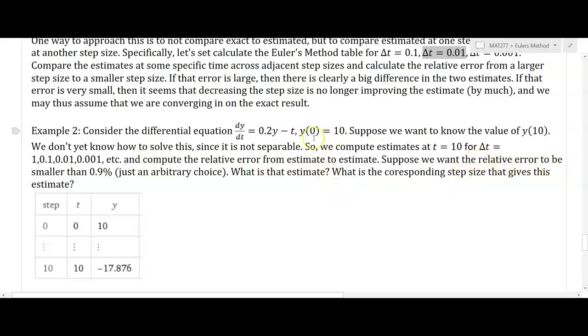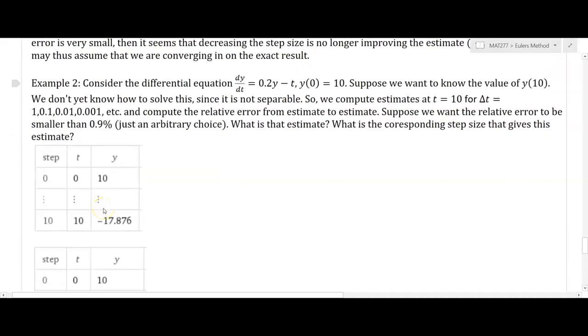Suppose we want the relative error to be smaller than 0.9%. What is that estimate? What are we going to go with as our final y of 10? So I can't always just default to the 0.001 step size, because even that small of a step size could still have massive errors depending on how unstable our differential equation is.